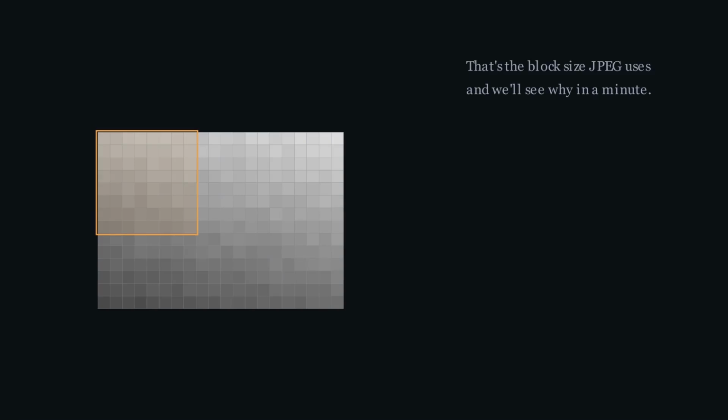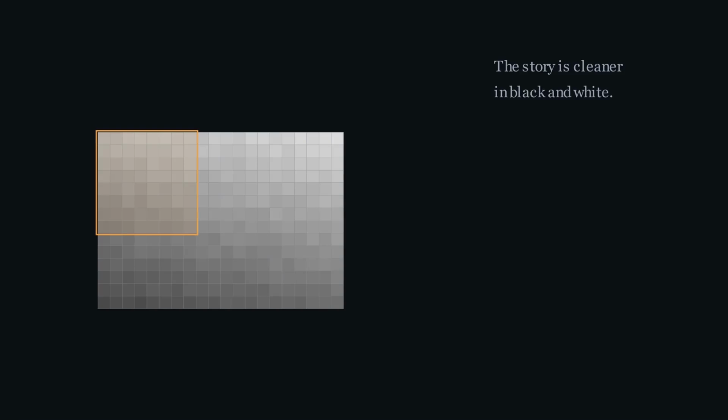Now, colour is a whole thing. JPEG actually splits colour into brightness and 2 colour channels, and it compresses them separately. For the rest of this video, we're going to follow just the brightness, the grayscale version. Everything we say will apply to the colour channels too, but the story is cleaner in black and white.